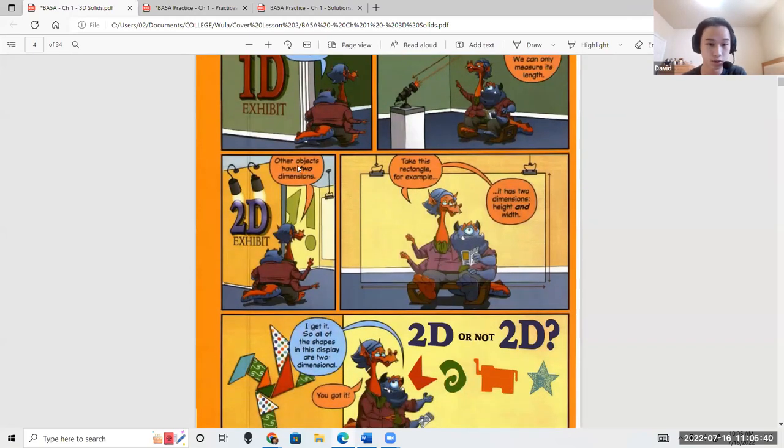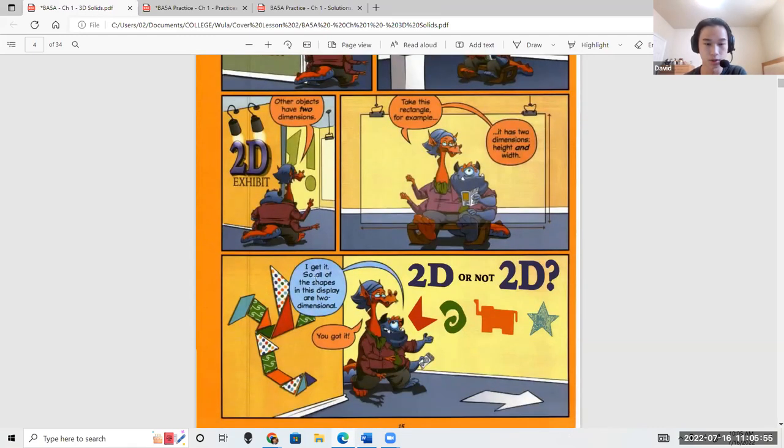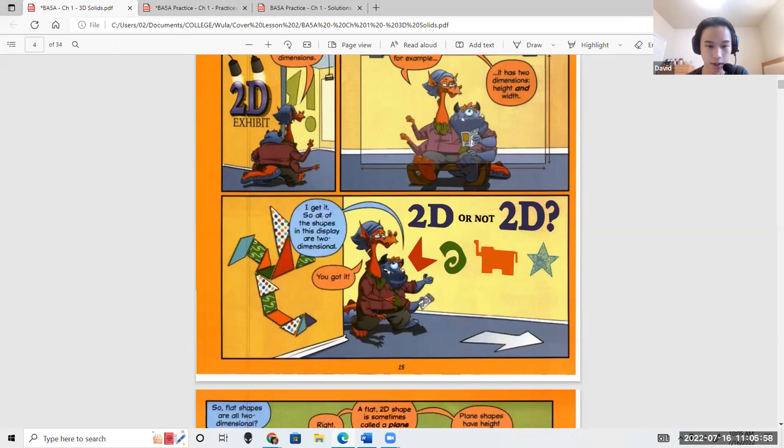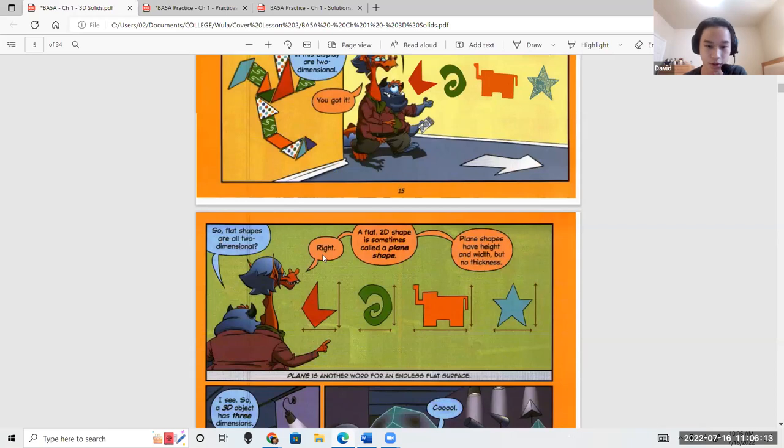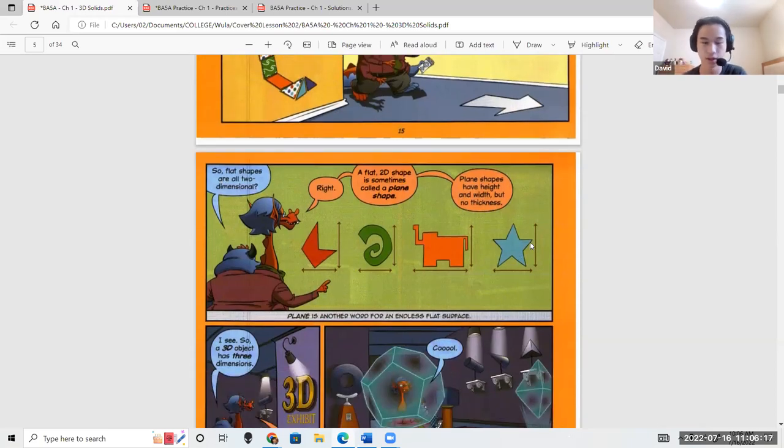Now we go to 2D, two dimensions. This rectangle, for example, is a 2D shape because it has height and width. Those are its two lengths, two dimensions. One important idea is that all the shapes on display are two-dimensional. Everything, in fact, that we see on our laptop screen is two-dimensional. All flat shapes are two-dimensional. They have height and width. No matter what they are, they're flat on our screen, so they're two dimensions. Another word for a 2D shape is a plane shape. Plane shapes have height and width, but no thickness. There's no depth into your computer screen right now.